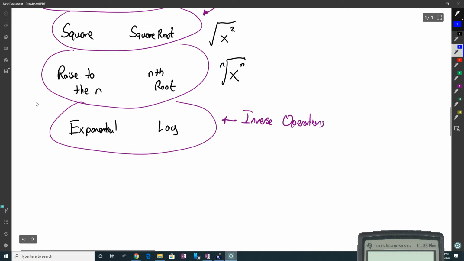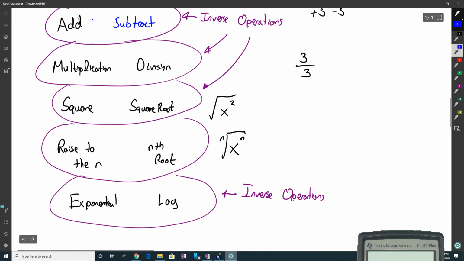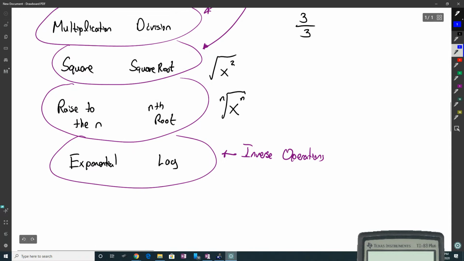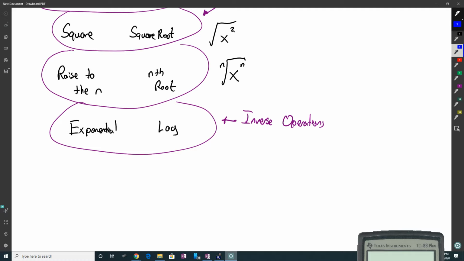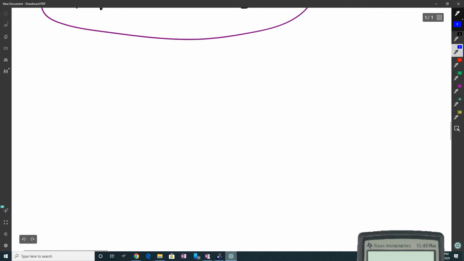But basically, if you add something, how do you get rid of it? You subtract. If you're multiplying, how do you get rid of it? Divide. If you're squaring, how do you get rid of it? Square root. If you raise something to the nth power, how do you get rid of it? The nth root. Well, it turns out if you have an exponential, how do you get rid of it? You log it. If you have a log, how do you get rid of it? You make it an exponential. So those are how you cancel each other out. It's a hugely important topic in this section. And just all of math, really.